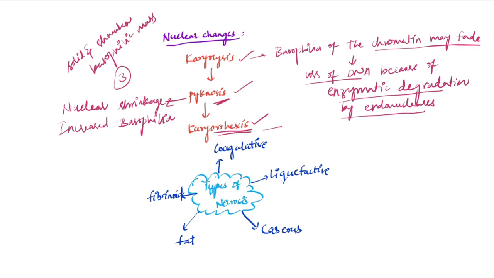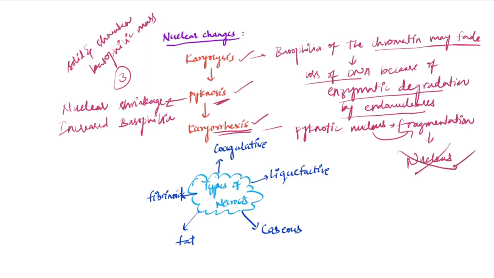And the third pattern is karyorrhexis. In karyorrhexis, the pycnotic nucleus is undergoing fragmentation. With the passage of time, the nucleus in the necrotic cell will completely disappear, right? Because after these three changes, there will be no nucleus. Okay. So this is about the definition, characteristics, causes, morphology and nuclear changes in necrosis.